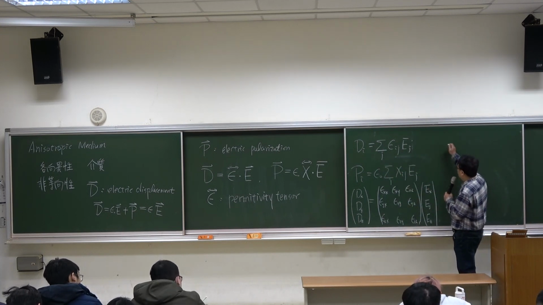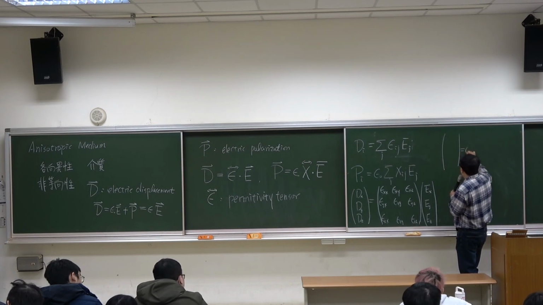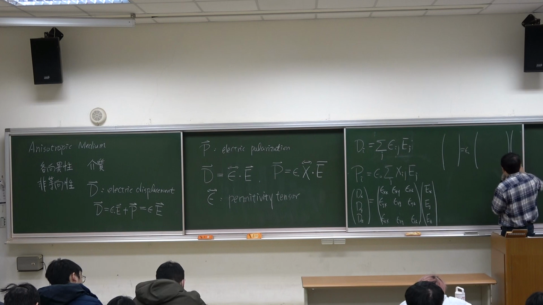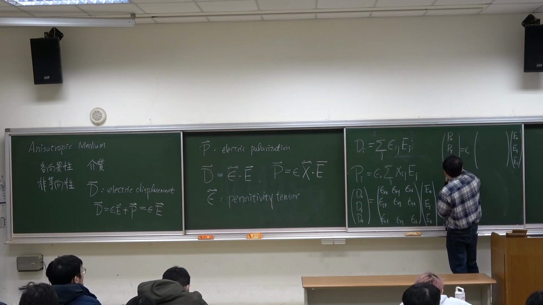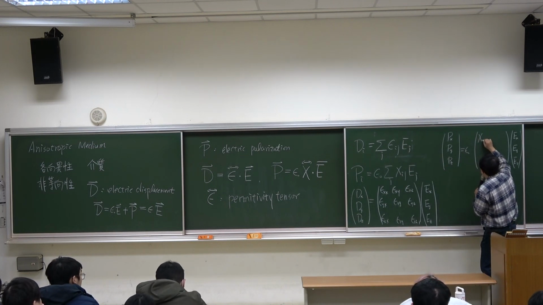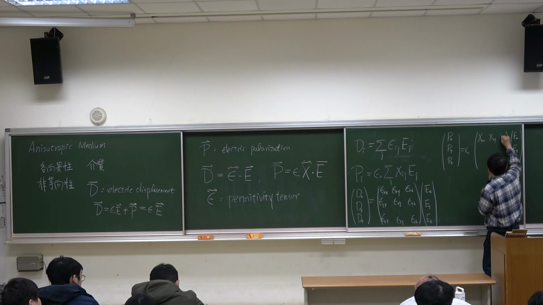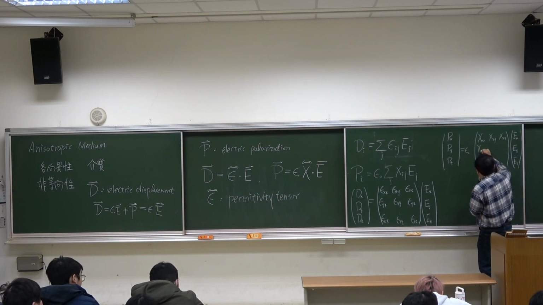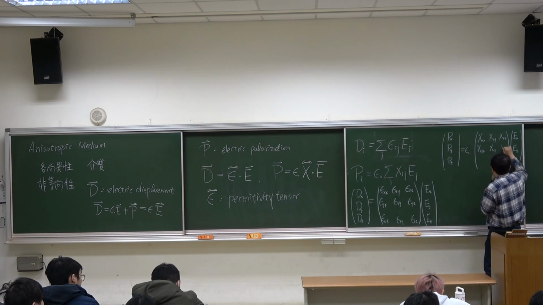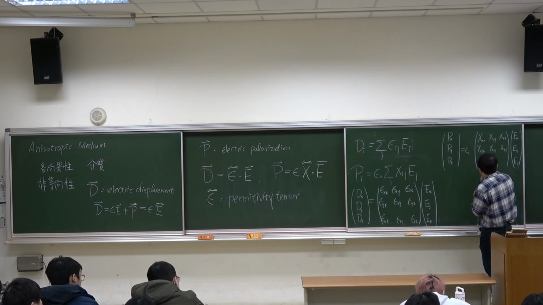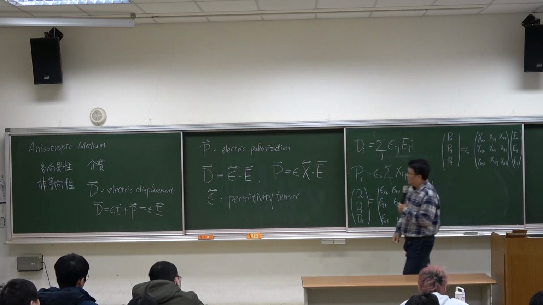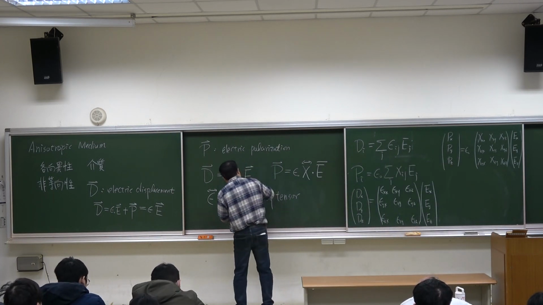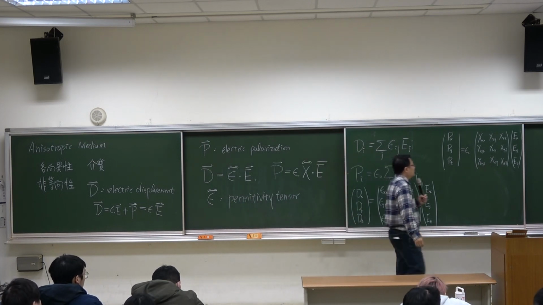Similarly, the P vector is related to E by this equation: Px, Py, Pz, chi xx, chi xy, chi xz, chi yx, chi yy, chi yz, chi zx, chi zy, chi zz. Okay, so in general, we have these two linear relations.